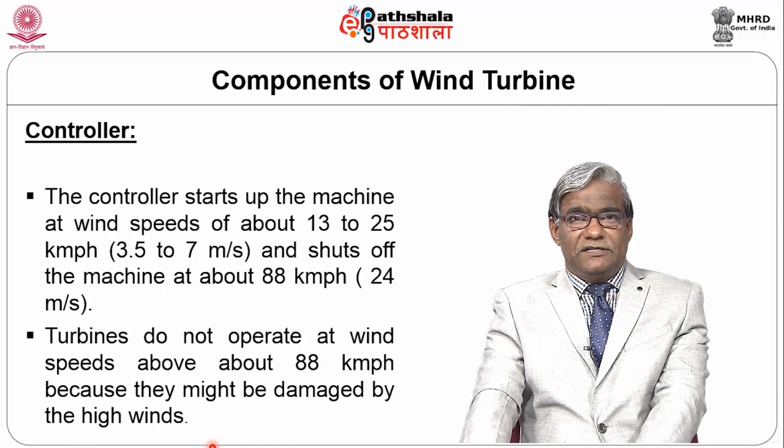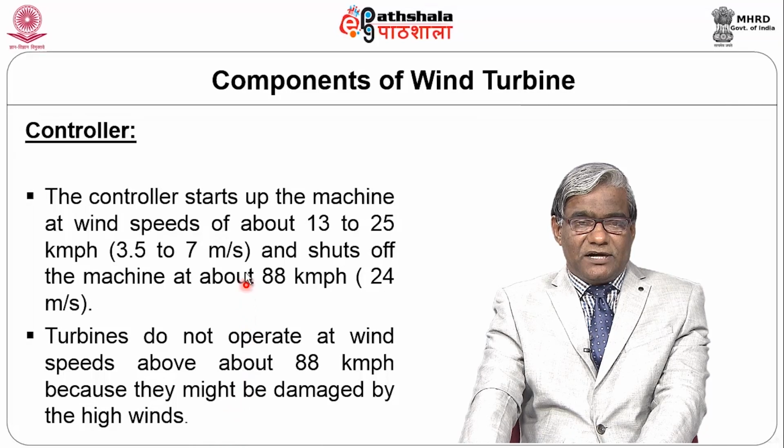And this is the controller. The controller starts up the machine at wind speeds of about 13 to 25 kilometer per hour, that is 3.5 to 7 meter per second, and shuts off the machine at about 88 kilometer per hour, that is about 24 meter per second. The turbines do not operate at wind speeds above about 88 kilometer per hour because they might be damaged by the high winds.